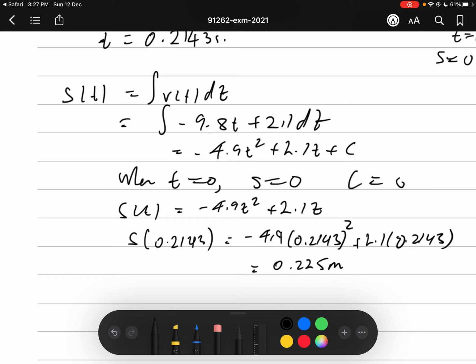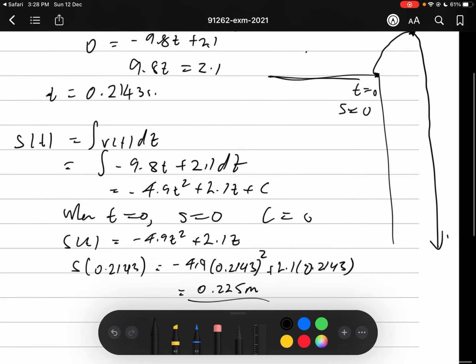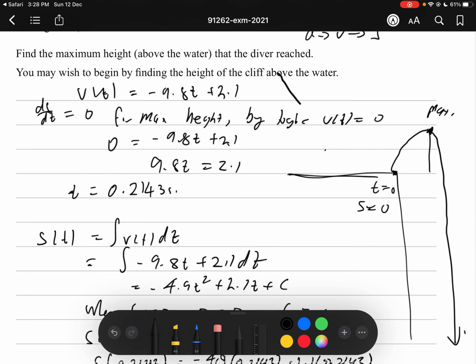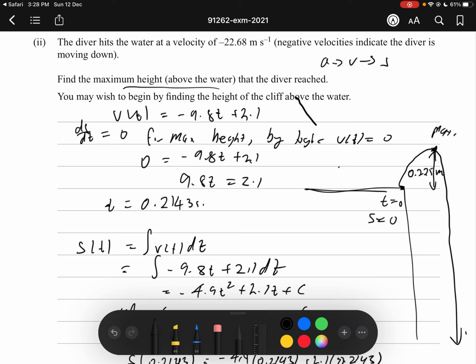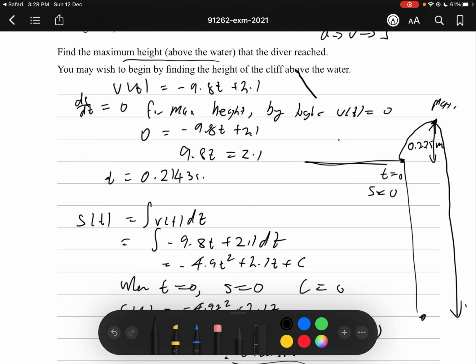Keep in mind, this is not our final answer. Some people might just leave the answer as this, but that's not correct. This distance refers to the amount traveled here. However, the question is trying to find the maximum height above the water, so that's with respect to this point here. The 0.225 meters is the displacement with respect to the cliff top, not the water. So 0.225 is not the final answer. We need to add 0.225 to the height of the cliff to get our final answer.